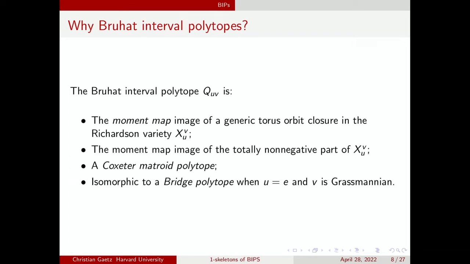Lastly, in a special case, it's isomorphic to something called the bridge polytope, which was introduced by Lauren. And in this case, paths between the bottom and top vertex along the one skeleton of the bridge polytope correspond to decompositions of certain plabic graphs called BCFW-bridge decompositions of plabic graphs. So those decompositions, I'll have one slide later about them, were introduced in the book of Nima et al., but I'll say a little bit more about that later.